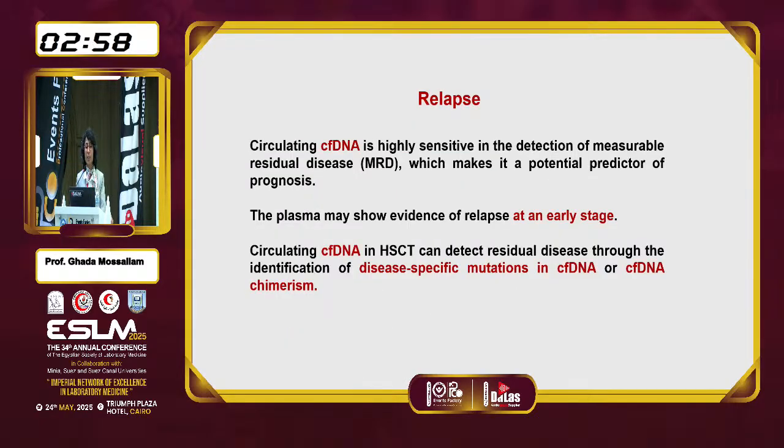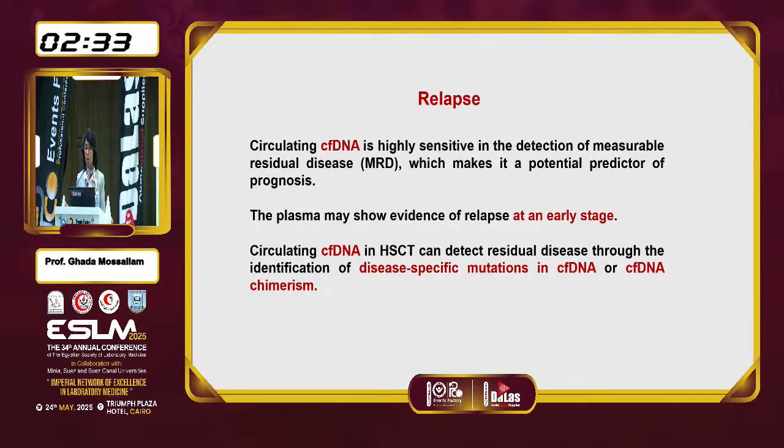Relapse. Circulating cell-free DNA is a highly sensitive marker in the detection of measurable residual disease, which makes it a potential predictor of prognosis. The plasma may show evidence of relapse at an early stage compared to a sample taken from peripheral blood, of course not compared to bone marrow.